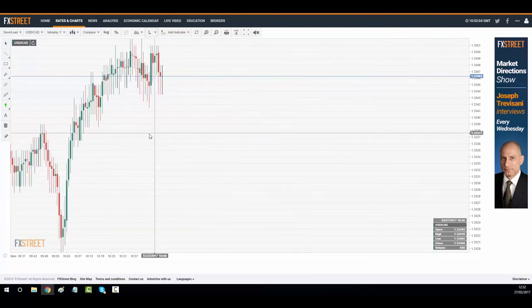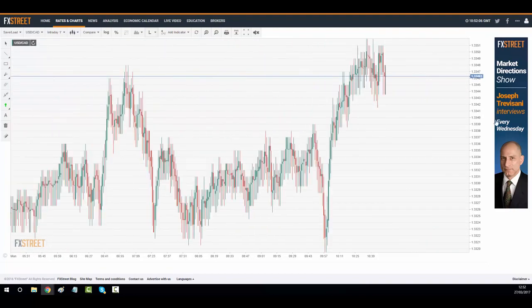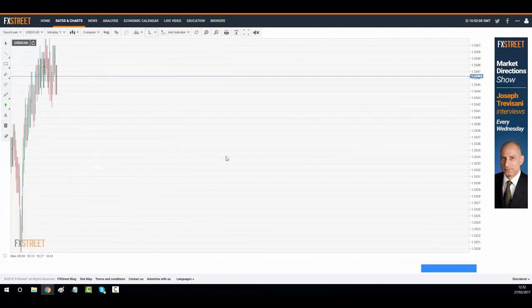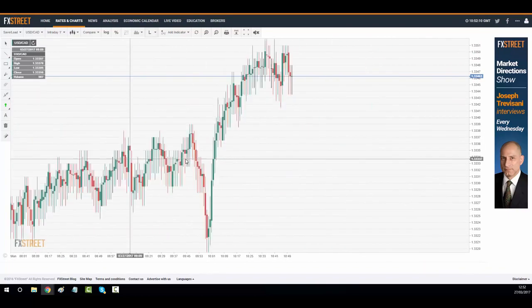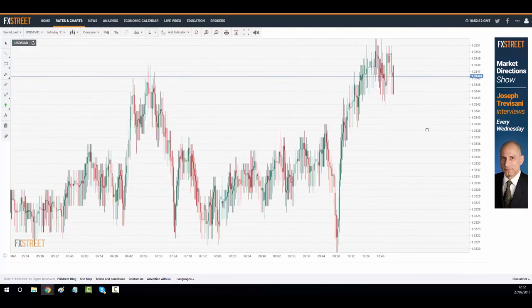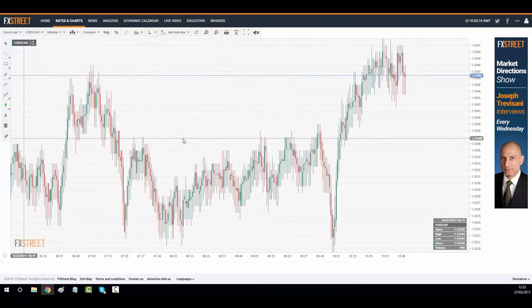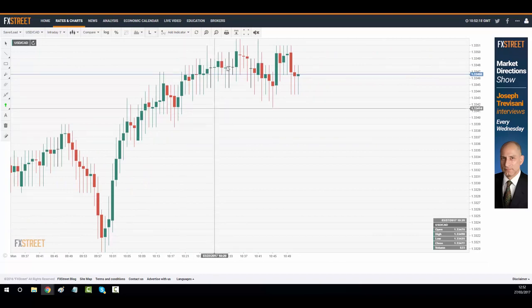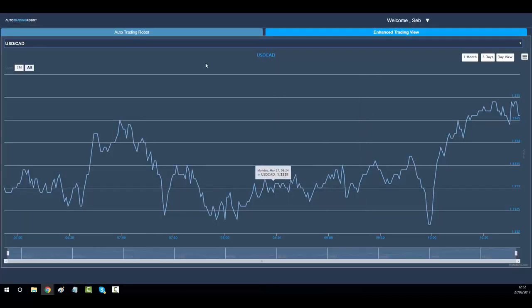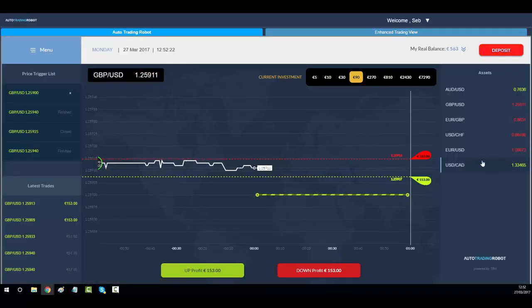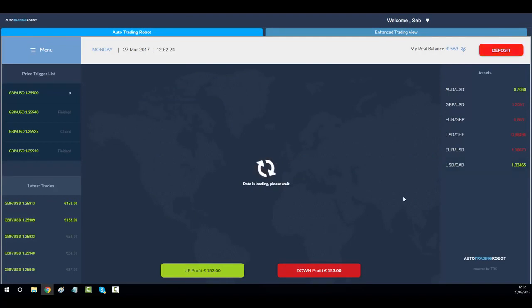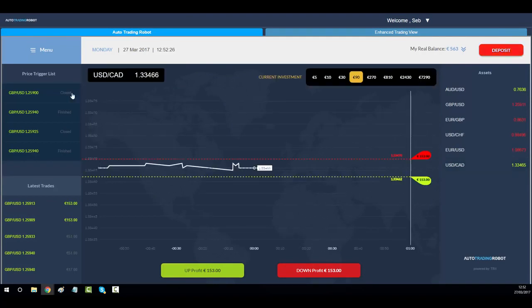Okay. Ay, man, come on. What's going on there? Fantastic, there we go. Also Trader Robot, USD CAD. I'm going to cancel that one actually there.